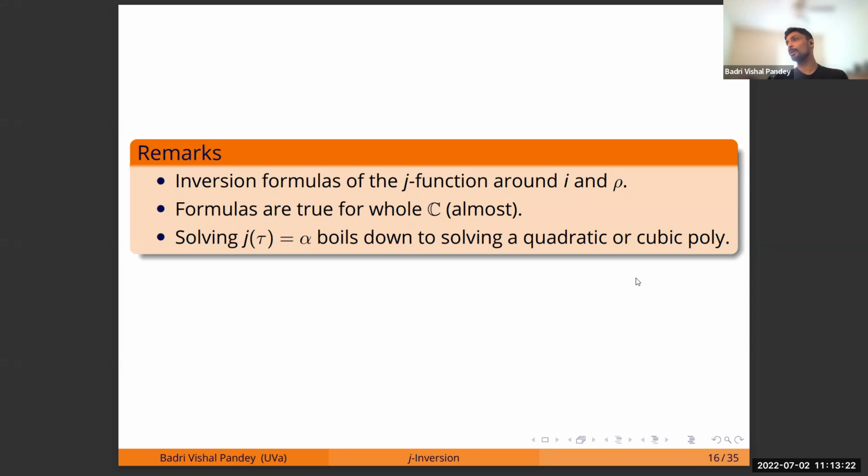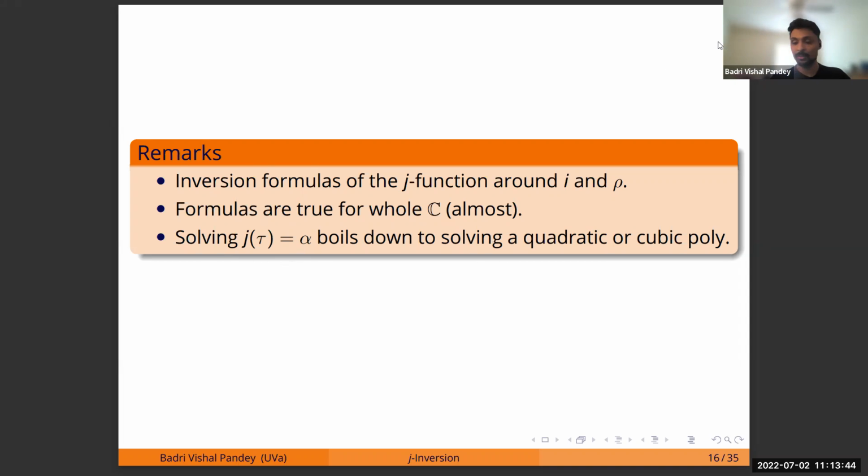And then the third point I already talked about: J of tau equal to alpha boils down to solving a quadratic or a cubic, right? Okay. So any questions so far? No? Okay. So yeah, let's see this in action. How do we solve this?